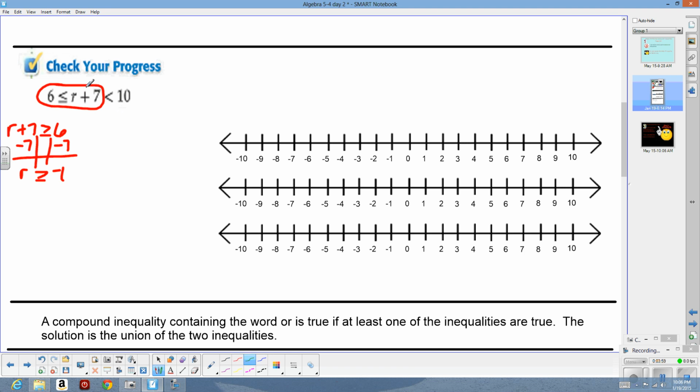And then the second one is going to be this piece right here. R plus 7 is less than 10. And when we solve that inequality, we subtract 7 from both sides. R is less than 3. And again, this would have the word "and" in between them.